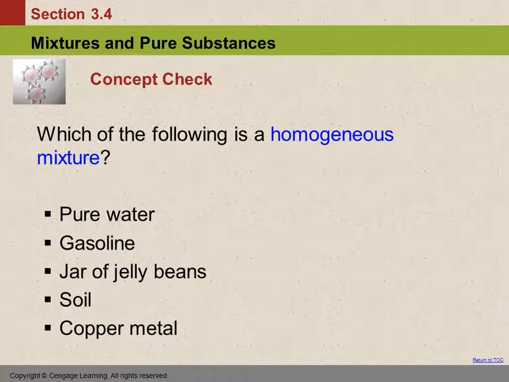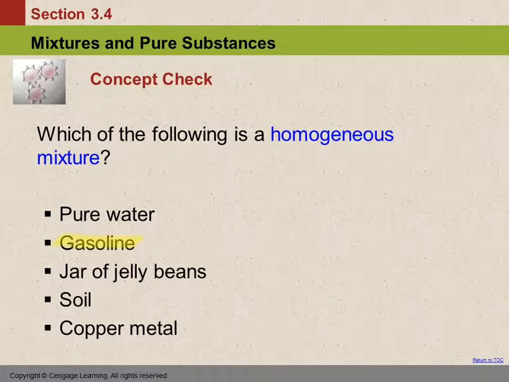How about gasoline? Gasoline is a homogeneous mixture. There's lots of different compounds in your gasoline. But when you look at the gasoline, it looks the same all the way throughout. I know we don't often look at gasoline. It usually just goes directly into the tank.